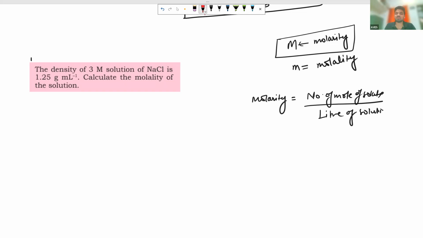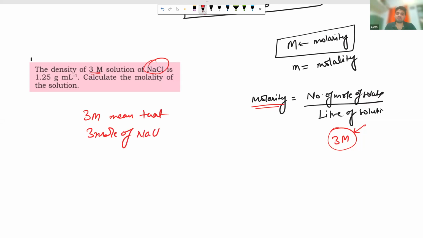So we will simply say here that if the molarity is given as 3M, it means that 3 moles of NaCl is present in 1 liter of solution. Do you understand? Yes, sir. Okay. So 3M means that 3 moles of NaCl is present in 1 liter of solution.